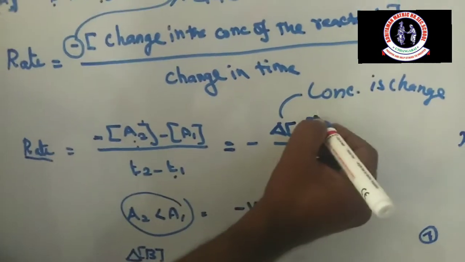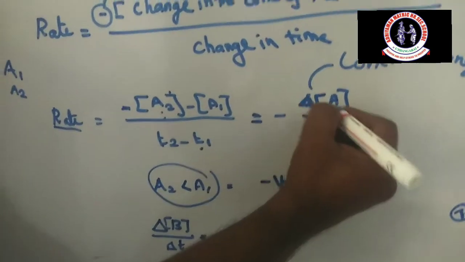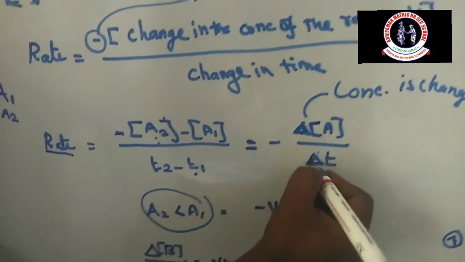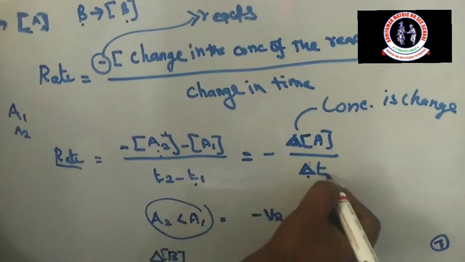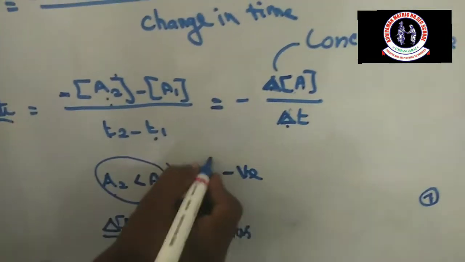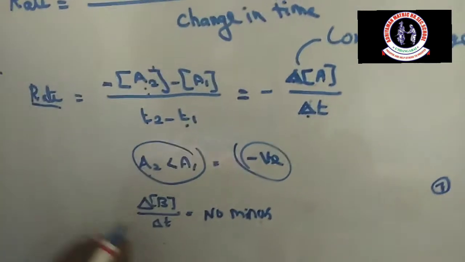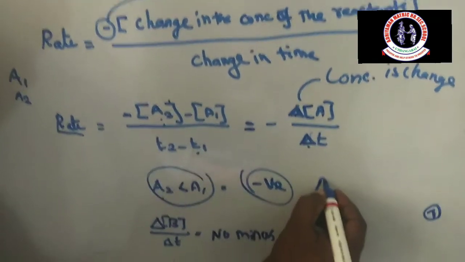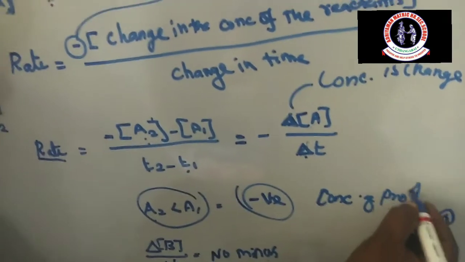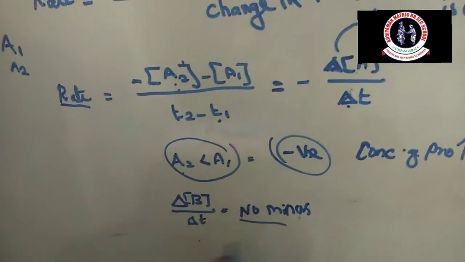So for the change in the concentration we use the delta sign: delta A, the concentration of A. Time also changes, so delta T. Here A2 is less than A1, so we put a negative sign. But on the product side, the concentration of the product increases, so no need for a minus sign here.